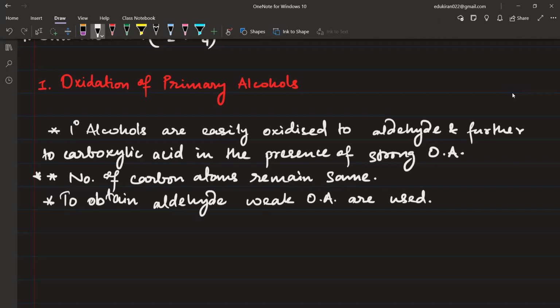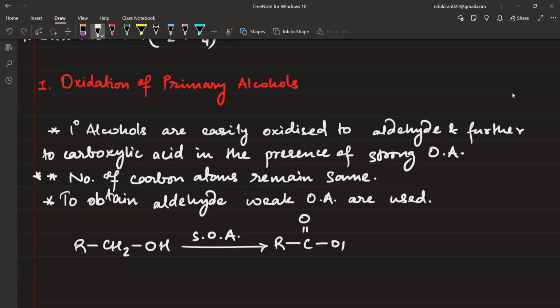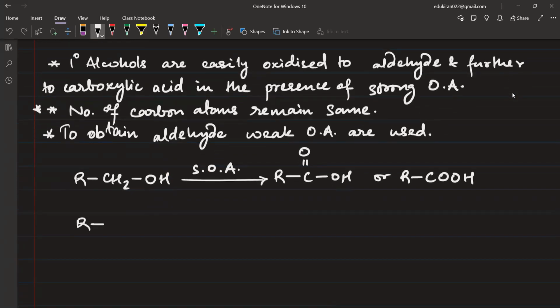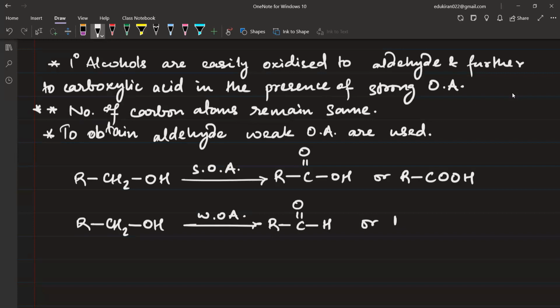For example, if I have RCH2OH and I use strong oxidizing agent, then this CH2OH will convert to C double bond O and OH, carboxylic acid. Or you can write RCOOH, when it is strong oxidizing agent. And if I have the same molecule, RCH2OH, 1 degree alcohol, and I'm using weak oxidizing agent, then the reaction will stop at aldehyde. That means it will become R-C double bond O with hydrogen, or you can write it as RCHO.